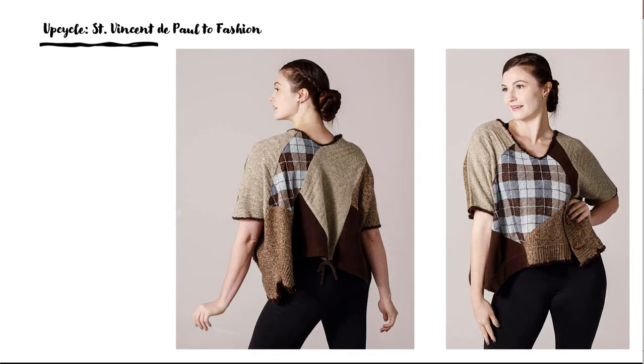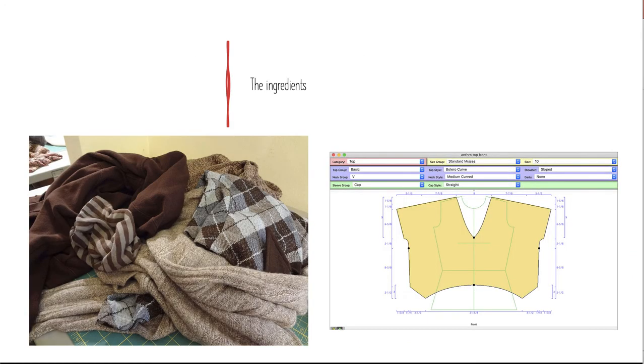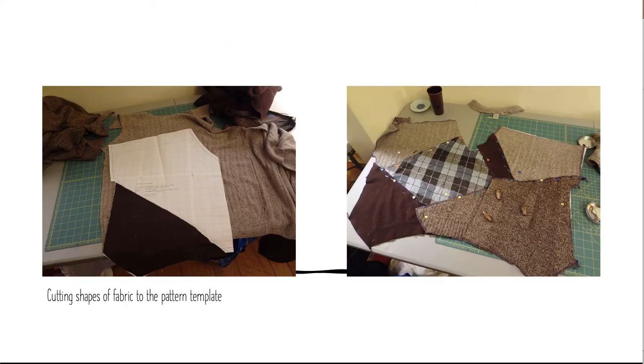This project had a different viewpoint. I joined a group up in Alameda, California, who had arranged with St. Vincent de Paul for us to go in and spend time and pull garments with the understanding that we would upcycle. So here are my ingredients once again. I worked around a palette in the brown family, and this was the pattern that I intended to use, something very simple. And so you can see the approach I took.